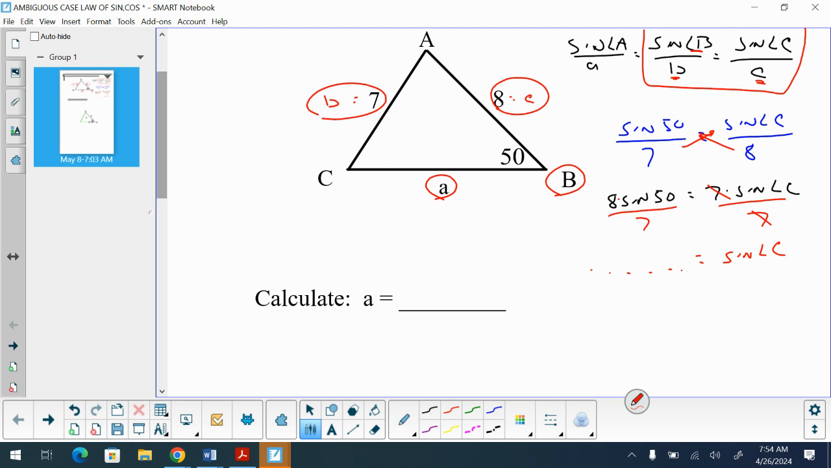What do you get for the measure of angle C? 61.1. So we get the measure of angle C to be 61.1 degrees. So if angle B is 50, angle C is 61.1. Can we solve for angle A now? Yeah, because the angles of a triangle have to add up to 180 degrees. So solve for angle A.